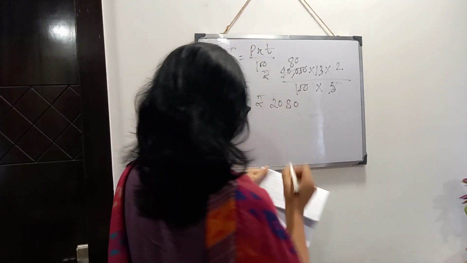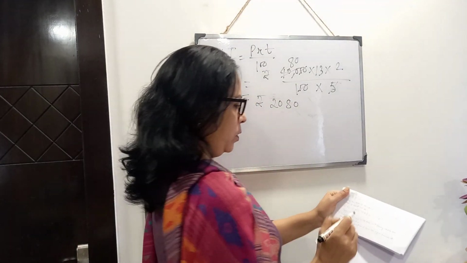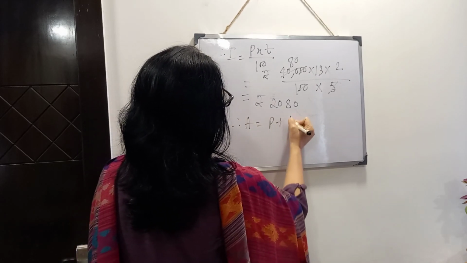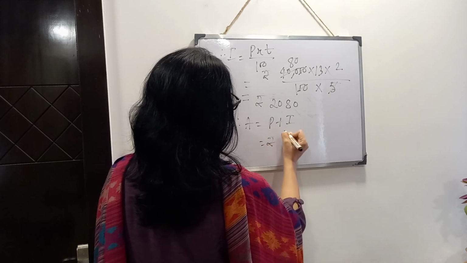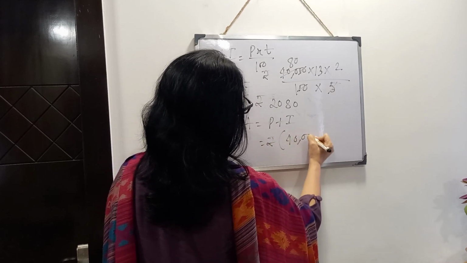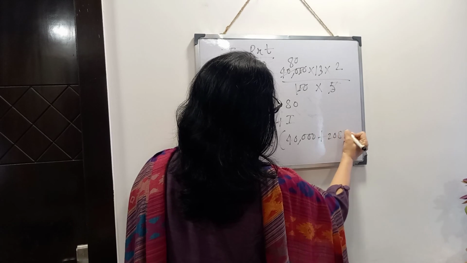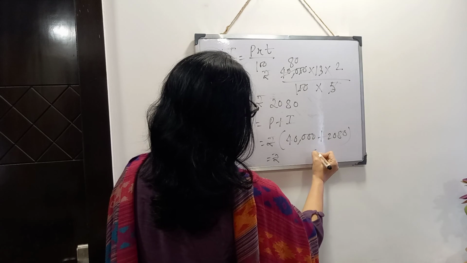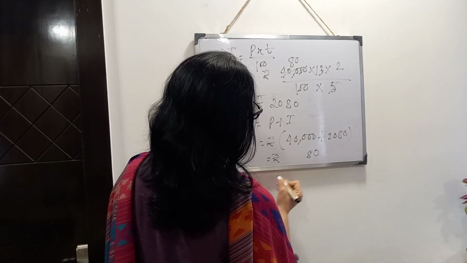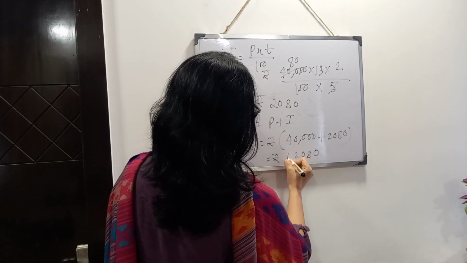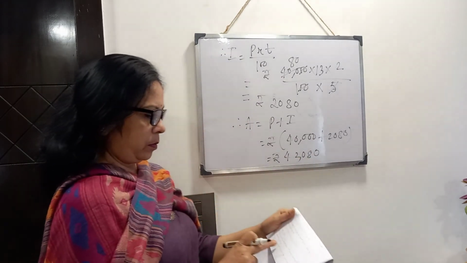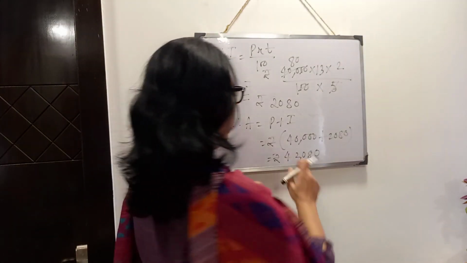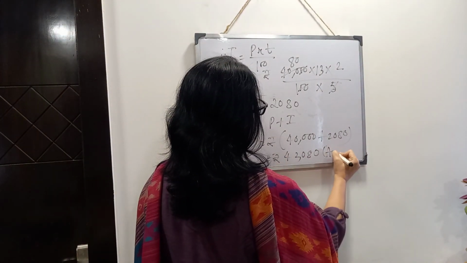This is my interest. But what do we have to calculate? You have to calculate amount. Therefore, amount equals principal plus interest. Principal was 40,000 and interest is coming this. So our amount is coming 42,080. This is your answer.